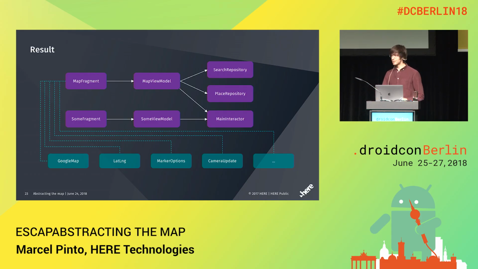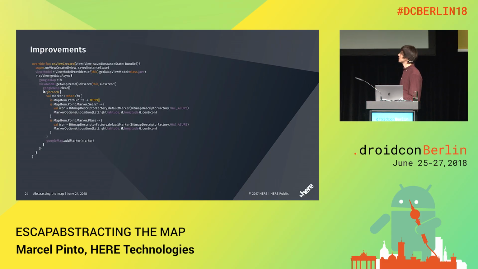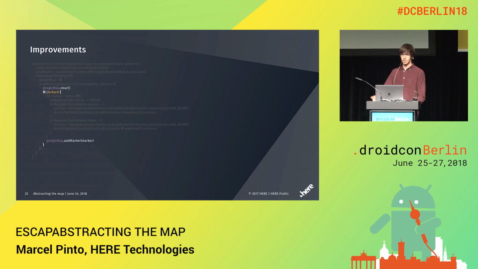So let's now go back to some improvements. As I mentioned before, you saw this piece of code. It's not the nicest one. Imagine we have 100 markers and we clear them every time and recreate all of them and put them inside. So how can we make that better?